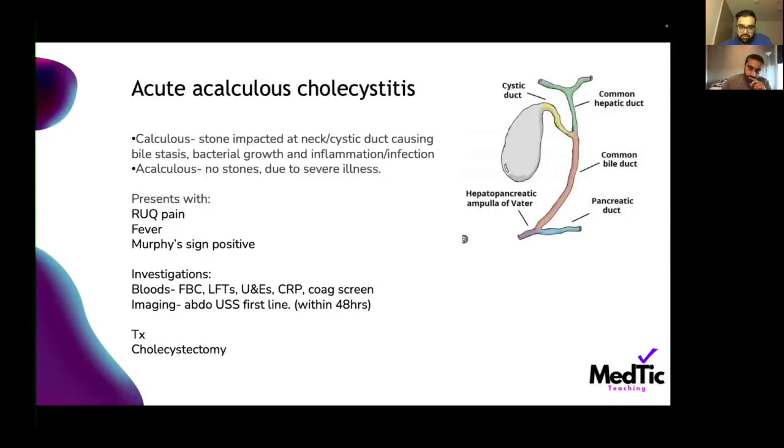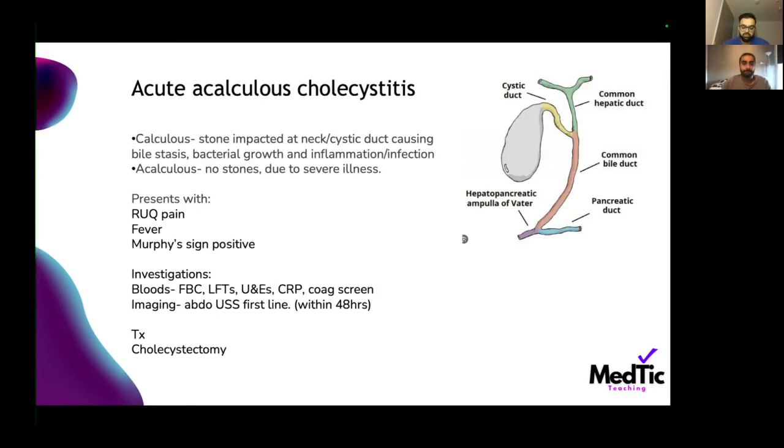So, the answer is A, acute acalculous cholecystitis. The trick in this question is you can get cholecystitis without the presence of stones. Calculous cholecystitis would be a stone that's impacted either the neck of the gallbladder or in the cystic duct. And that's where you get your bile stasis, growth of bacteria, infection, whereas acalculous, there's no stones, and it's usually due to severe illness.